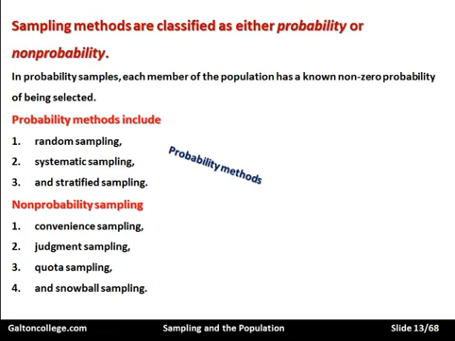Next, quota sampling, just simply working to a quota, working to some particular level, so 5% of the population will be sampled, and no more, no less.